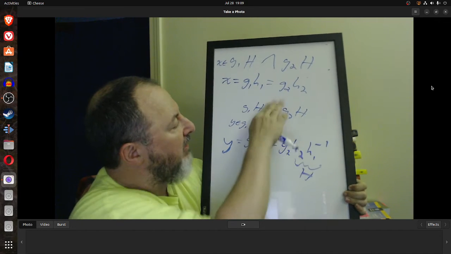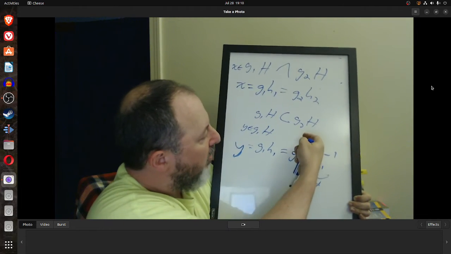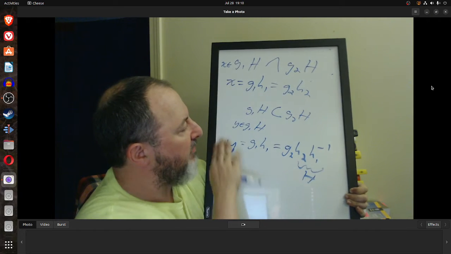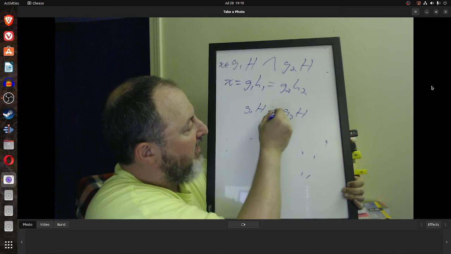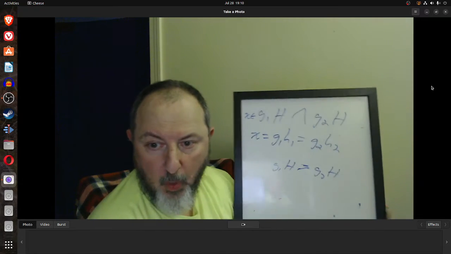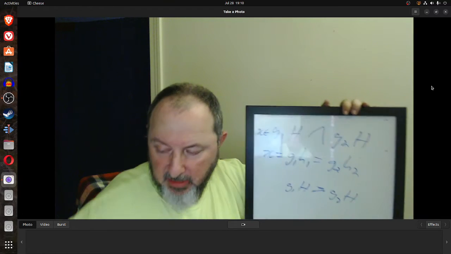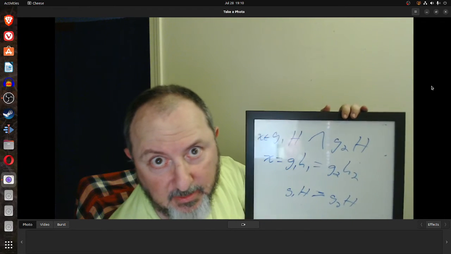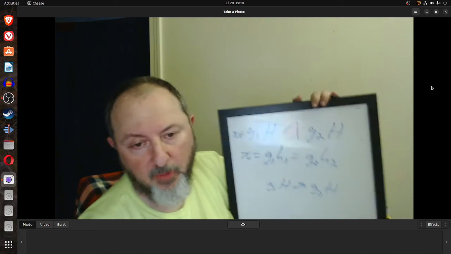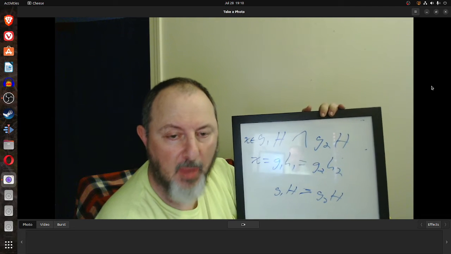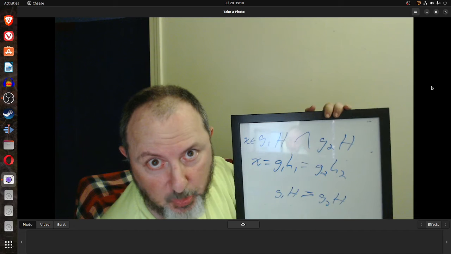Do exactly this same thing in the other direction, but solve the other way. And you will get that g2H is a subset of g1H, so that they have to be equal if they're non-empty. Well, if they're equal, then the cosets are distinct, which means we have a partition. Technically, we have an equivalence relation defined by x is related to y if x is in the same partition as y.